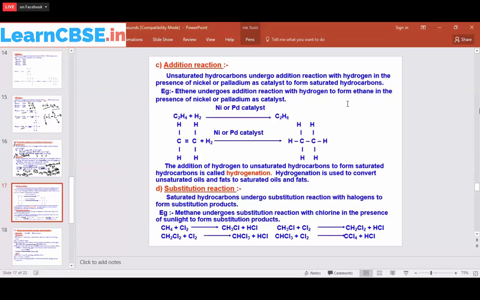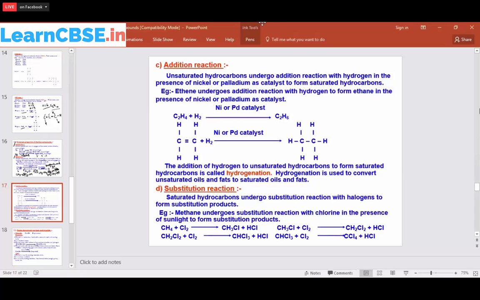Okay. The next one is the addition reaction. What is meant by addition reaction is, we are adding two reactants and we will end up with only one product. So that we call the addition reaction.